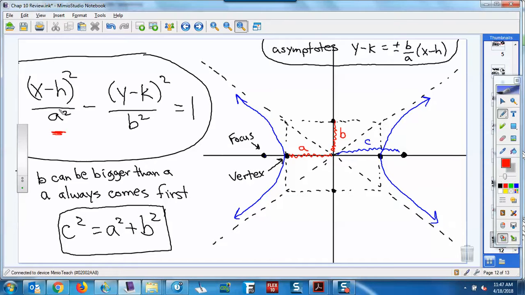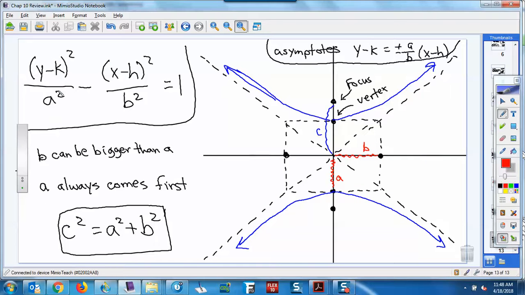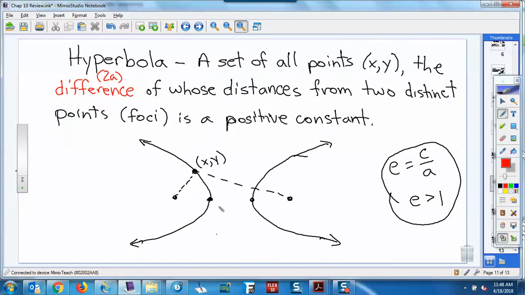And which one it's under tells you which way it goes. So if the x comes first, if the a is under here, you're going to go that way on the x, and that's the way the hyperbola opens. Okay? If the first one is the y, that's the a. And of course all those equations are on the gold sheet. And that is really all I got. That's pretty much it. Okay?